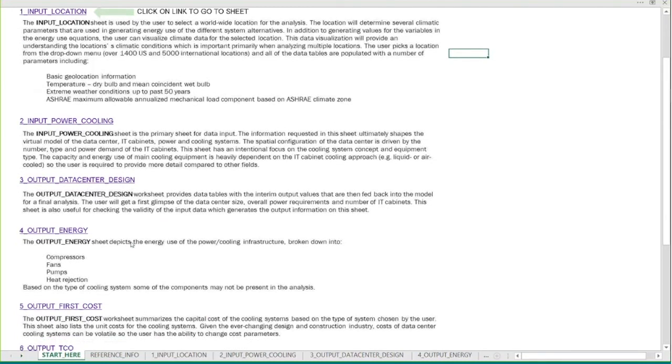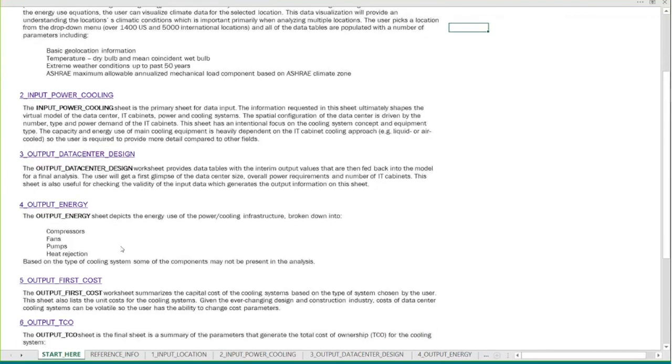Okay, number 4 is the energy output. This is where we're depicting the energy use of that particular system that's been described through the input parameters. And just keeping it simple again, breaking it down into the major cooling components, as opposed to having many different things like the building envelope and a number of other things that, while very important, are not really important for this analysis. So it keeps it simple, and it gives us the ability to do some comparison of different options.